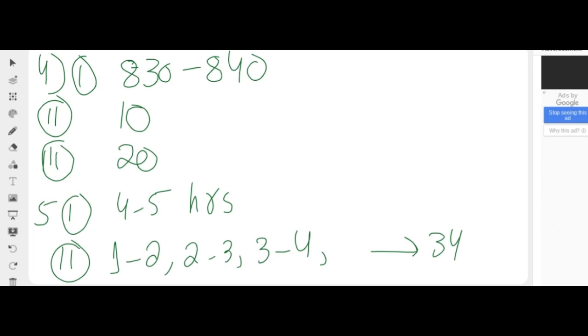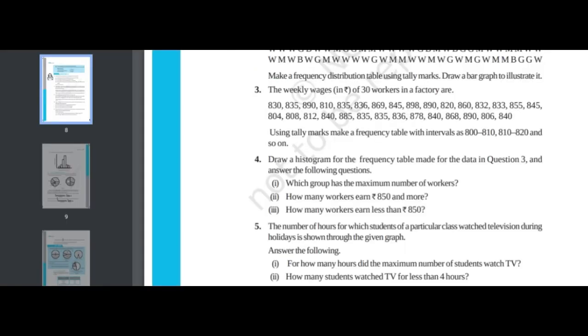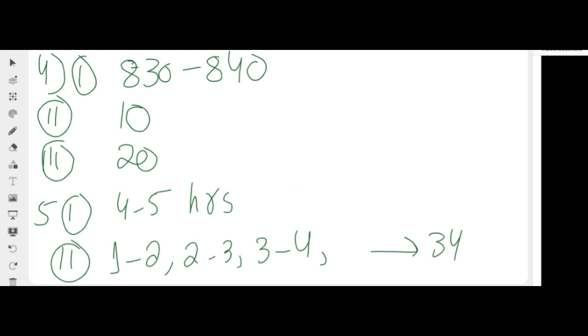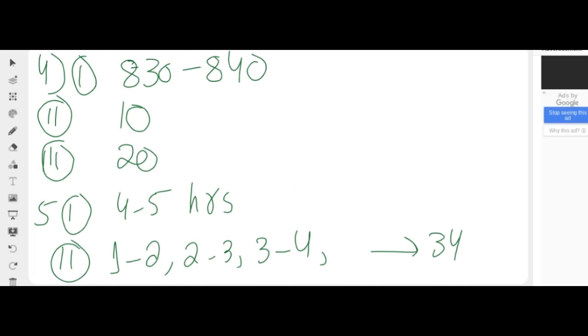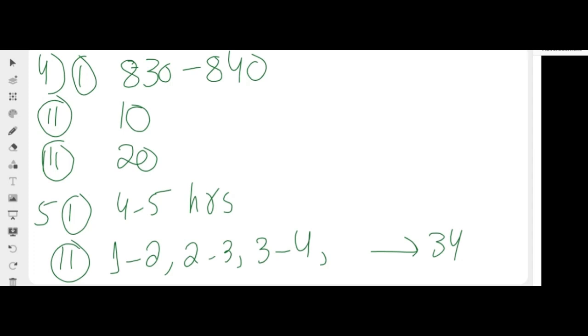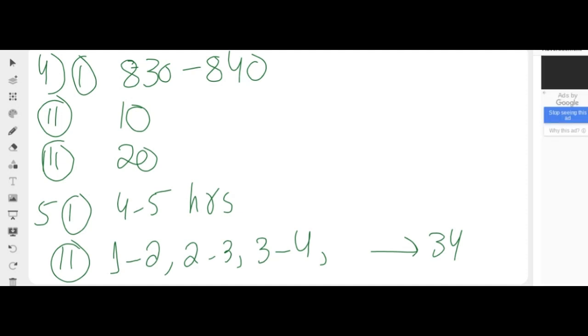The next question is, how many workers earn 850 and more? 10. The workers who earn more than 850 are the workers who fall in the groups 850 to 860, 860 to 870, 870 to 880, 880 to 890. Hence the total number of workers earning more than 850 will be the sum of all these workers: 1 plus 3 plus 1 plus 1 plus 4 is 10.